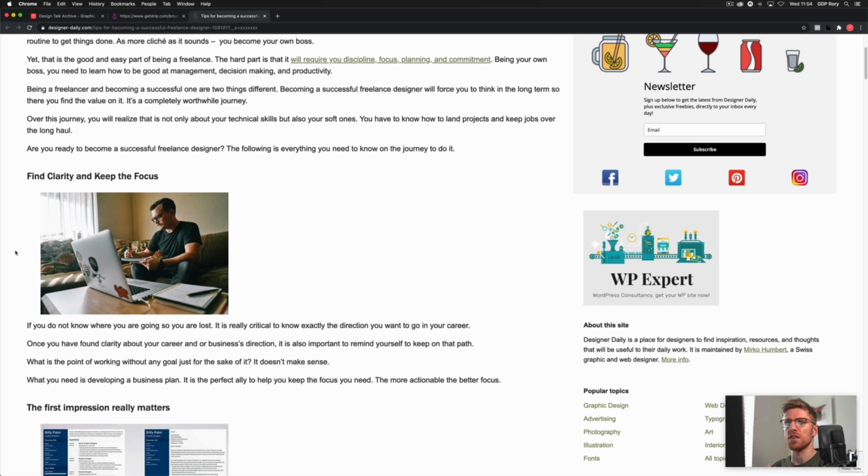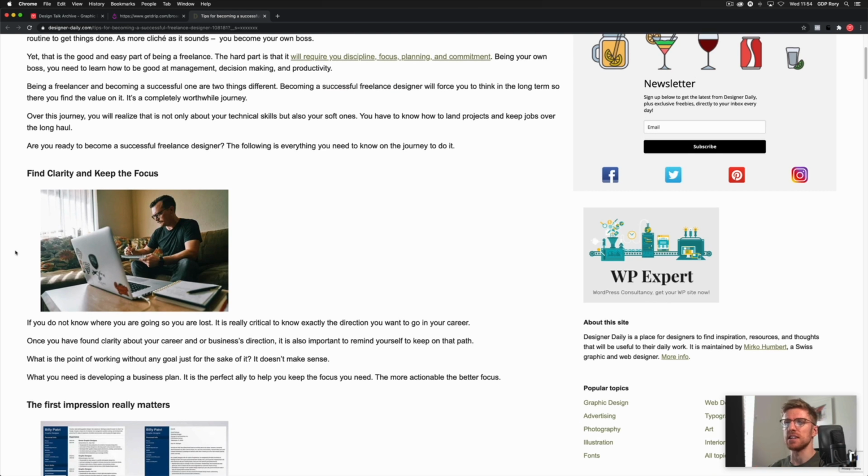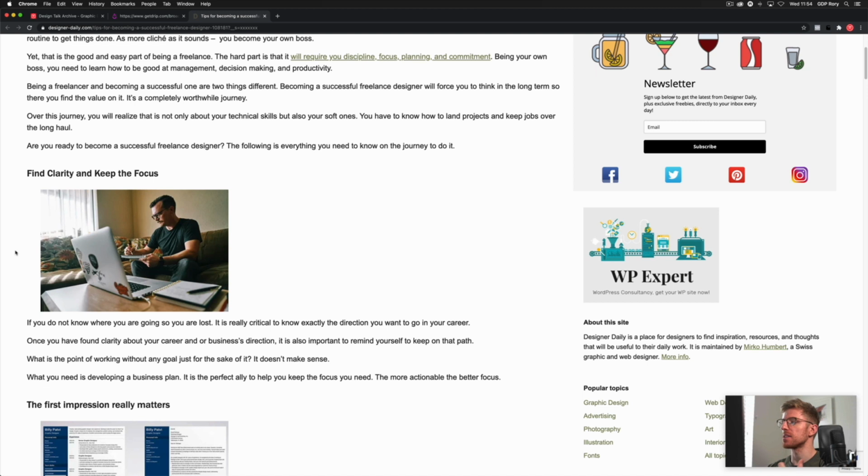So starting with the first one here, find clarity and keep the focus. This is incredibly important, I would say. You always want to try and keep a clear idea of your goals within your career and just your day-to-day running of your business. As soon as you try to take too much on, or just generally try to scale your business too quickly, this is when things can get a little bit foggy and you actually become less productive. So having that clarity and focus is very important.